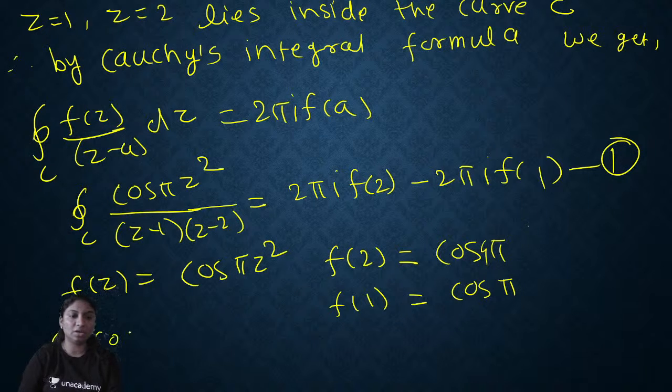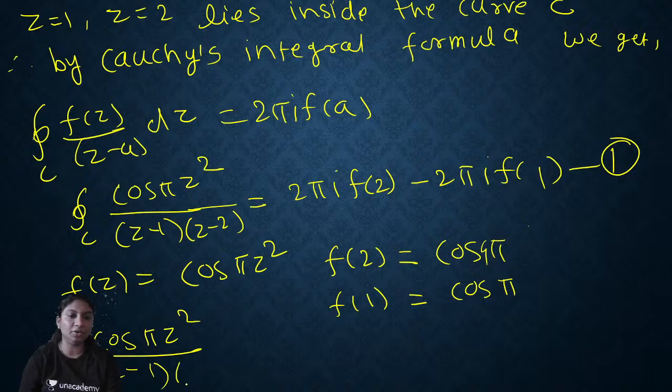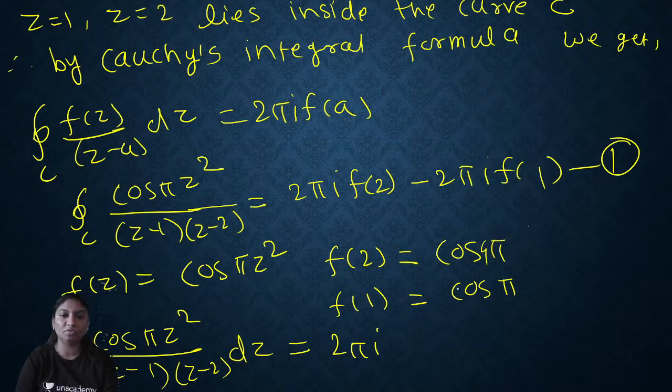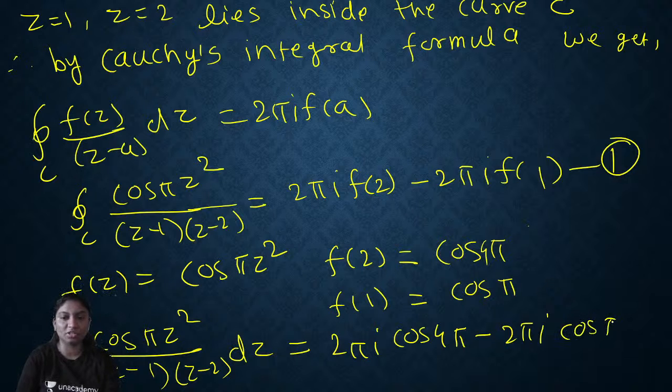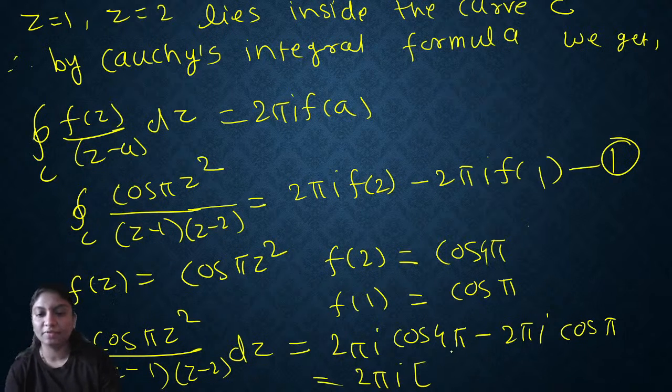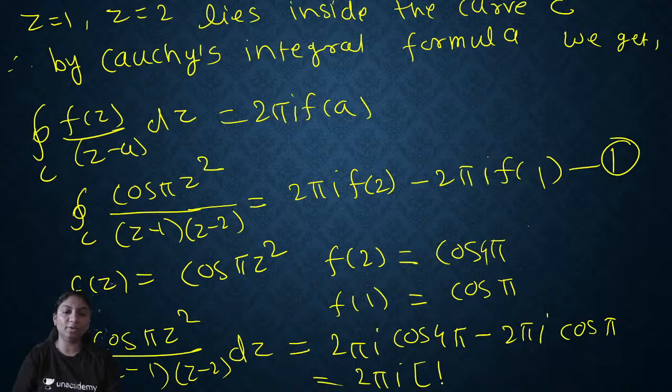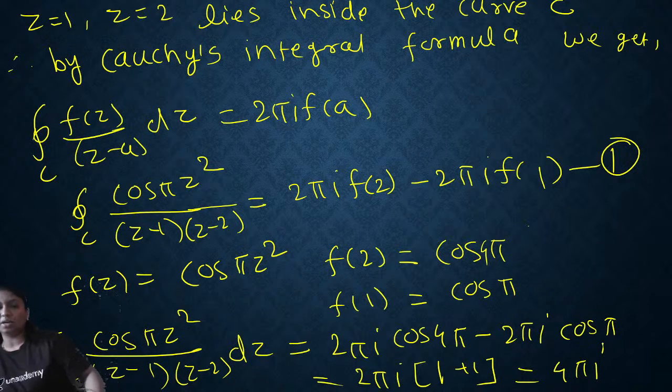So integral over C of cos pi z square upon (z minus 1)(z minus 2) dz is equal to 2 pi I, f of 2 is cos 4 pi, minus 2 pi I into cos pi. Okay, I am taking 2 pi I common. Cos n pi is equal to minus 1 raised to n, where n is here even, so you will get 1. Here n is odd, so minus 1. Minus of minus 1 plus 1 becomes, so which is equal to 4 pi I. I hope you are clear how to evaluate this.